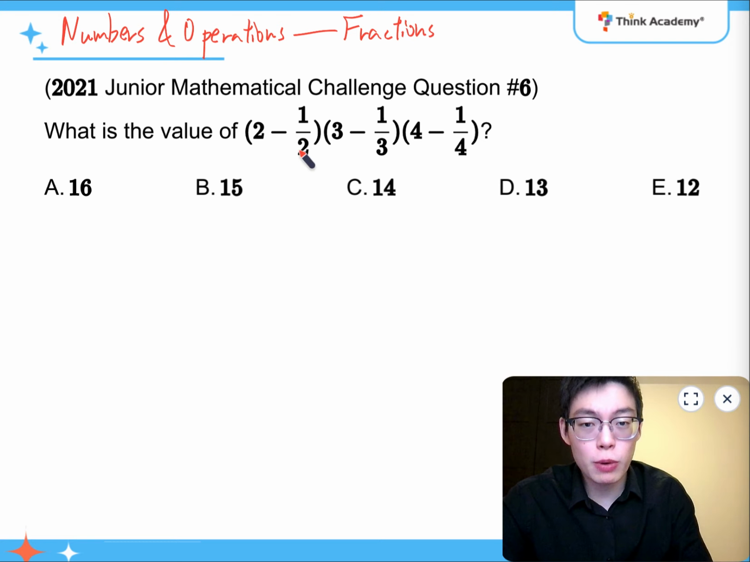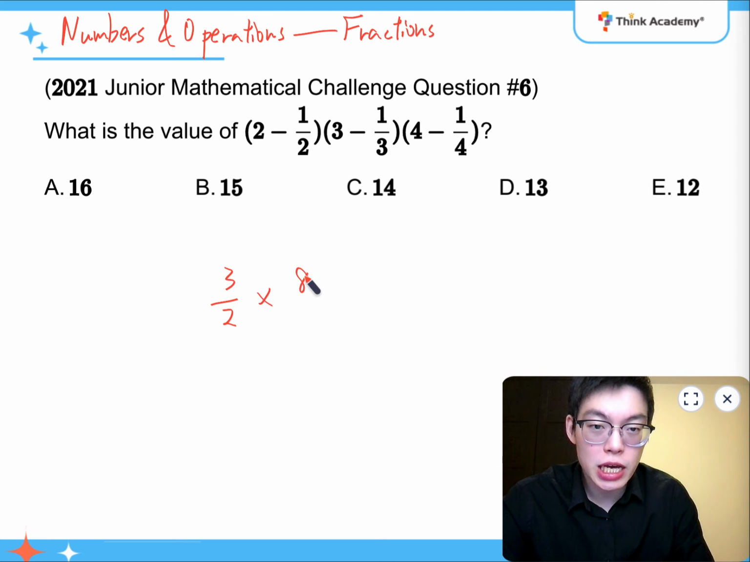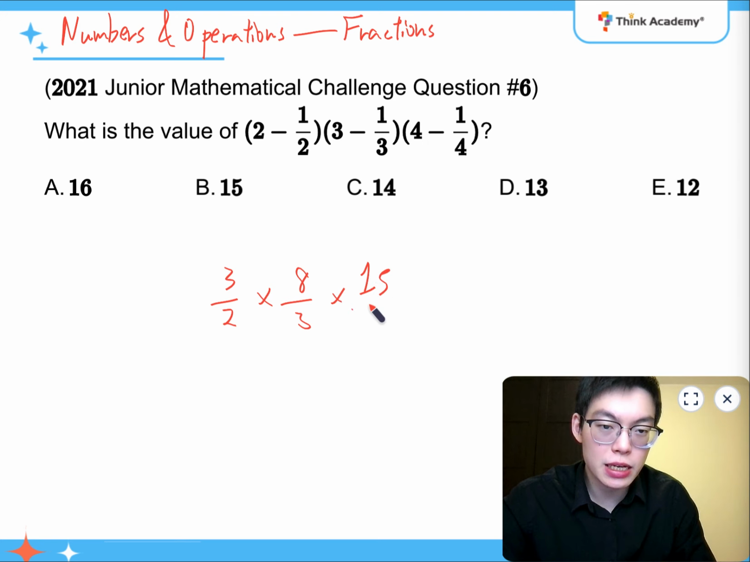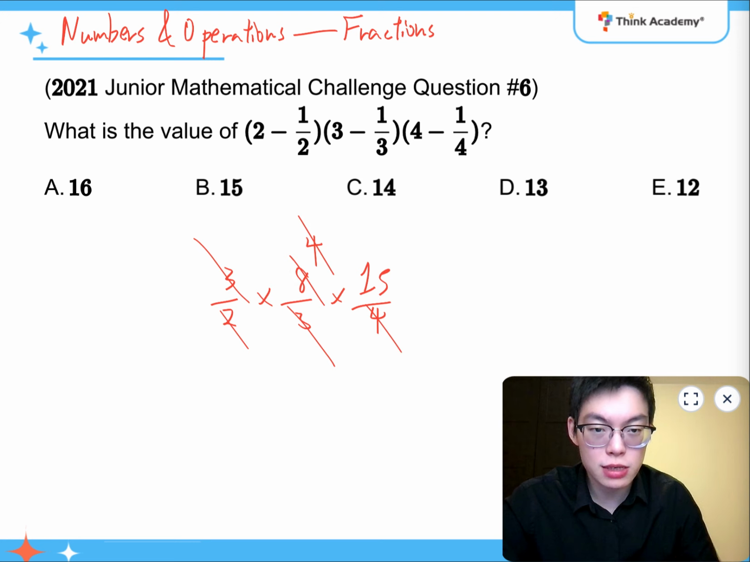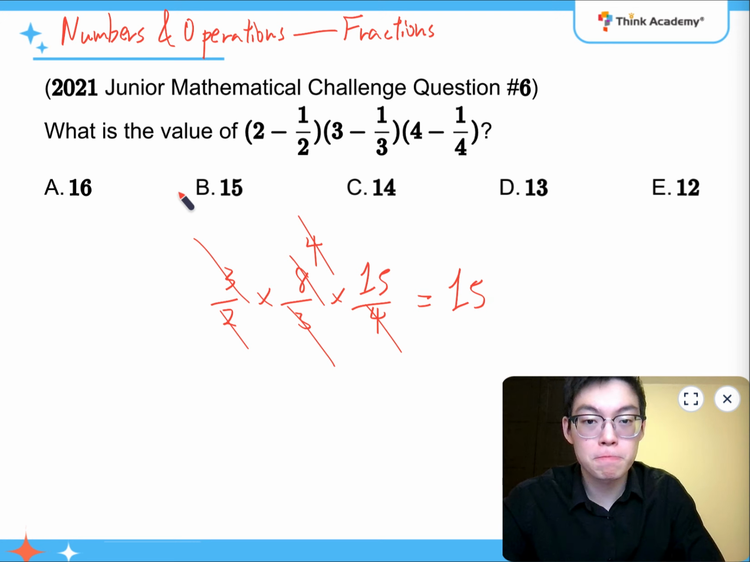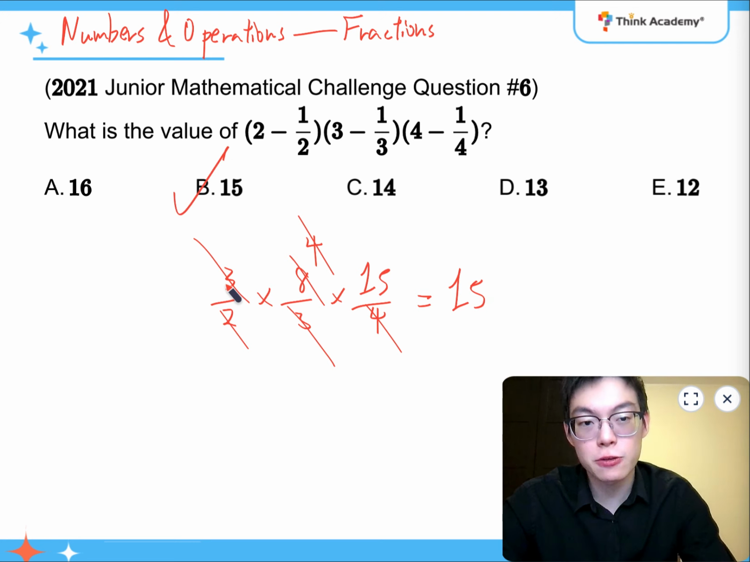So 2 take away 1/2, that's going to be 3 over 2. 3 take away 1/3, that's going to be 8 over 3. 4 take away 1/4, that's going to be 15 over 4. All right, so that's the calculation simplified. And then we can cross out the 3's because they cancel out. Divided by 2, 8 is going to become a 4, and 4 cancels out with a 4. So all we have remaining is going to be 15. And B is the answer for this question.